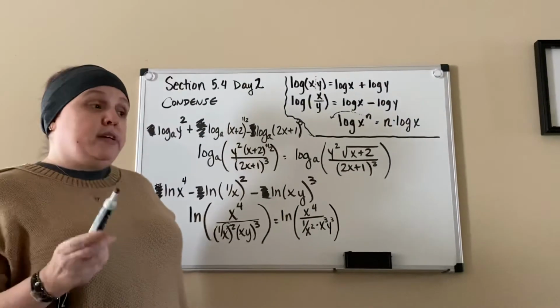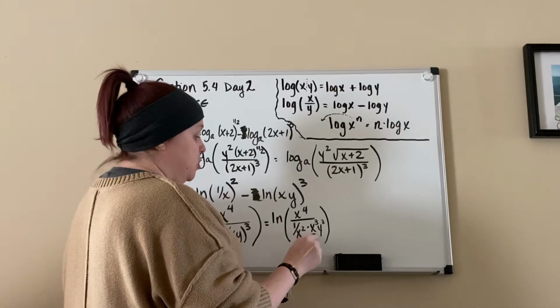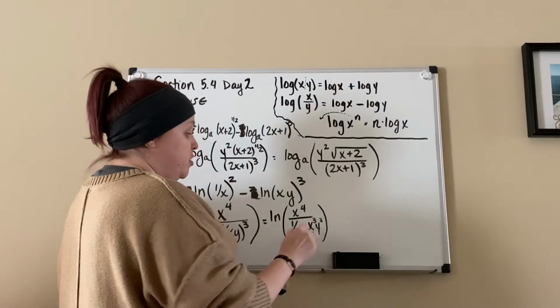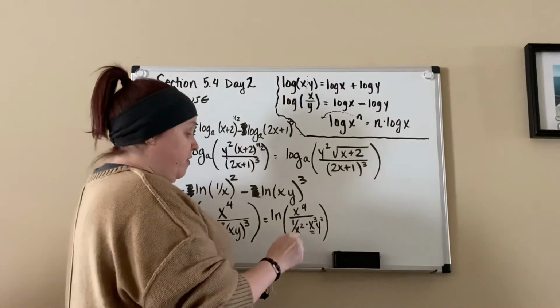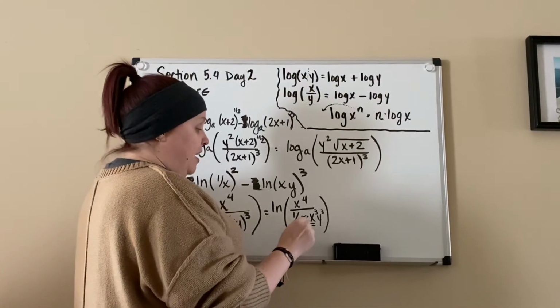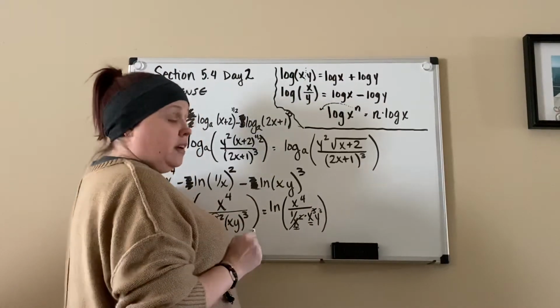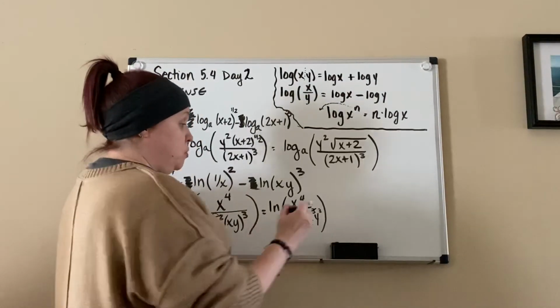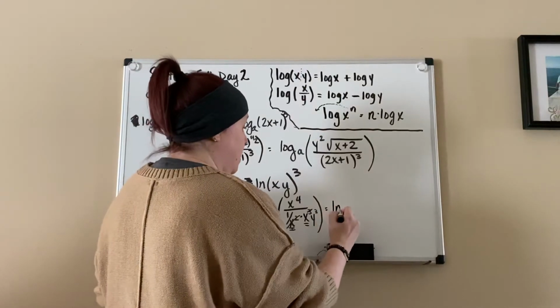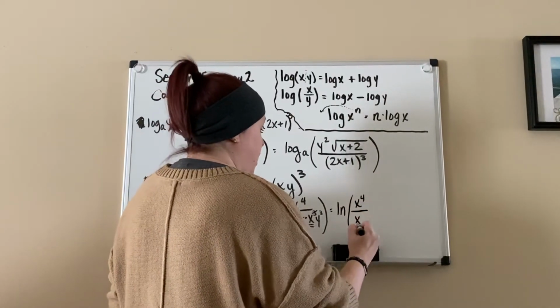Do you notice inside here, this 1 over x squared and this x cubed can cross reduce? If I've got x squared here on the bottom and x cubed here, I can get rid of 2 of the x's. X squared could cancel with x cubed and leave us with ln of x to the 4th over xy cubed.